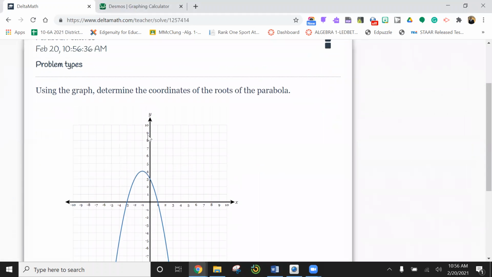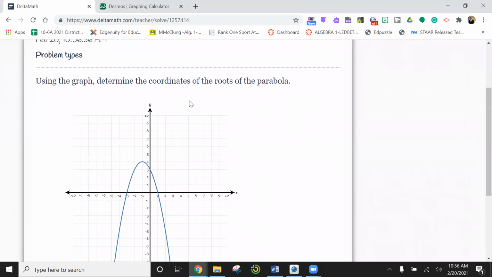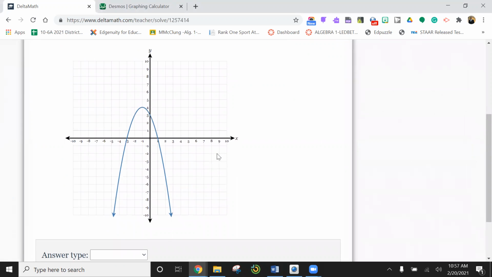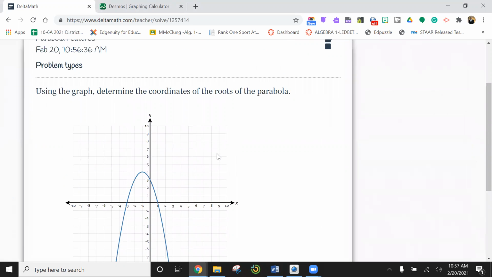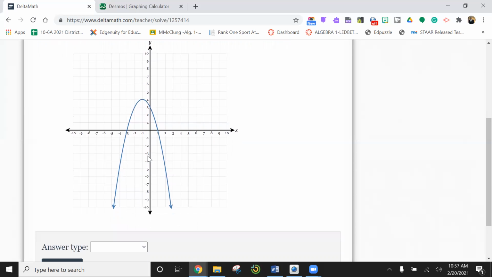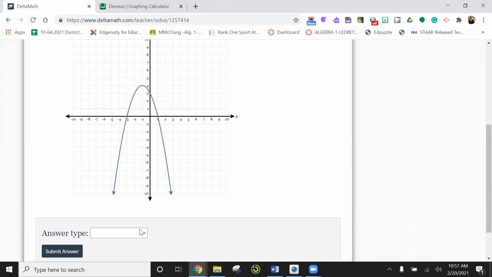All right, this one says, using the graph, determine the coordinates of the roots of the parabola. You have to know what roots means. Roots means the x-intercepts. Remember, a parabola is U-shaped, it's usually a square, not like a box, I'm talking about like x squared. It wants the coordinates of the roots. Roots means x-intercept, and our line touches the x-axis twice, so we have two solutions here. This is a two-point solution, so we're going to hit two points.